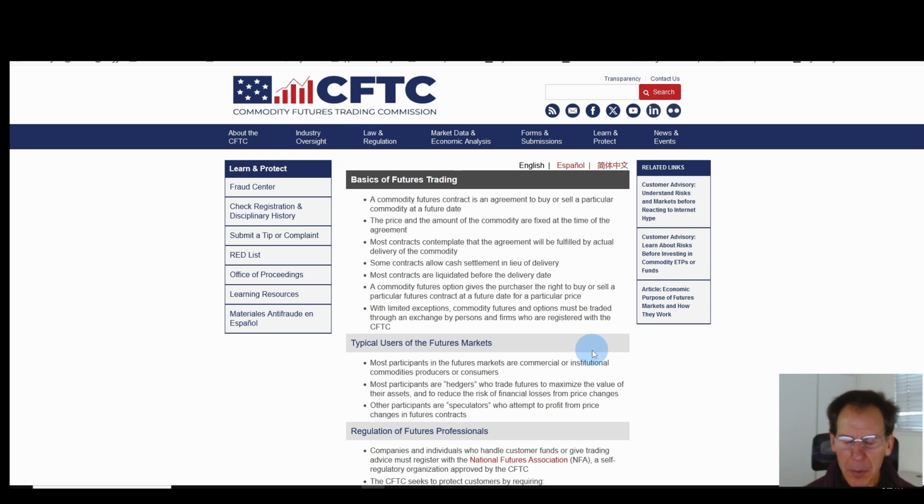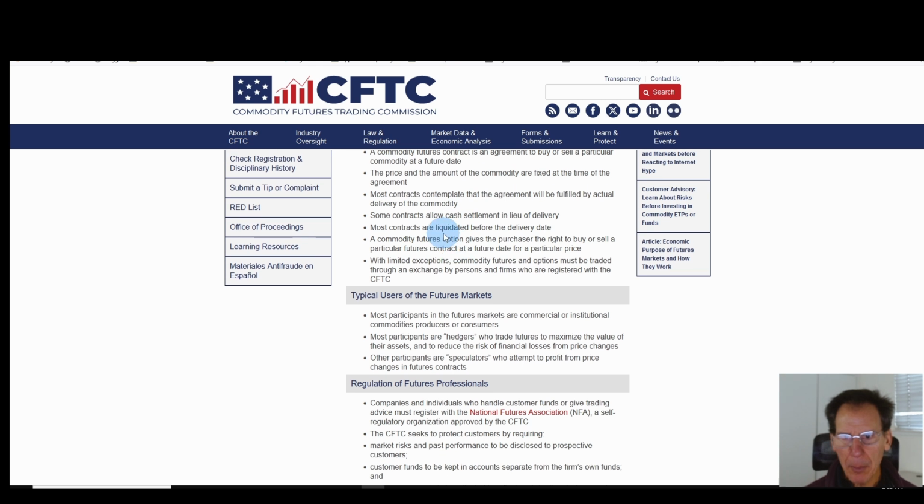A quick overview, a brief introduction. A commodities futures contract is an agreement to buy or sell a particular commodity at a future date. The price and the amount of the commodity are fixed at the time of the agreement. Most contracts contemplate that the agreement will be fulfilled by actual delivery of the commodity. Some contracts allow cash settlement in lieu of delivery. Most contracts are liquidated before the delivery date. What does that mean? Right.